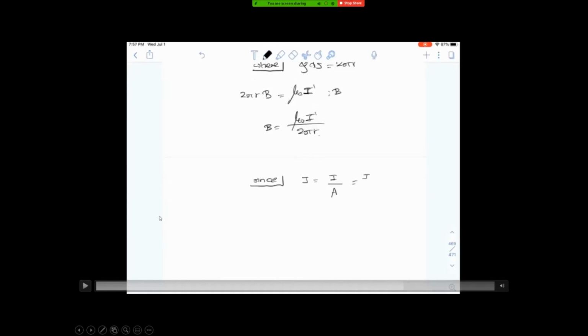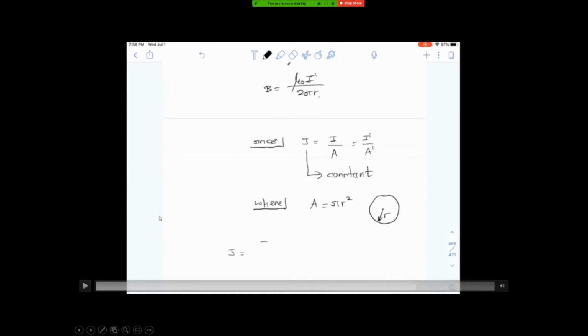So J represents the current density, the amount of current per area. If this is constant, then perfect, we can solve. The current density inside the area of the wire is going to be the same as the current density inside the area of the Amperian loop, and that's it. By definition, the area of a circle is pi r squared. So this is the area of the wire, where capital R represents the radius of the wire, and this is the area of the Amperian loop. So solve for I prime.